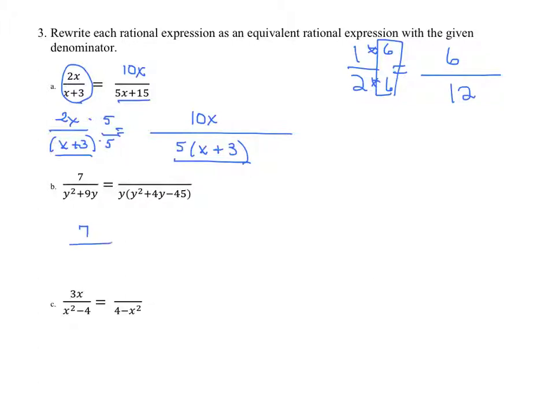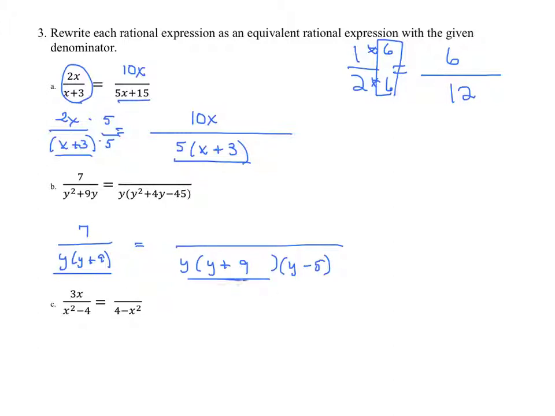Alrighty, badighty. Let's factor where we can here. We get y times y plus 9. And then we factor this sucker, right? Nice. Okay. Then I say to myself, self, how do I get from y times the quantity y plus 9 to this quantity? Well, you got to multiply by y minus 5. So I do that on the bottom, and I do it on the top, and I get 7 times y minus 5.